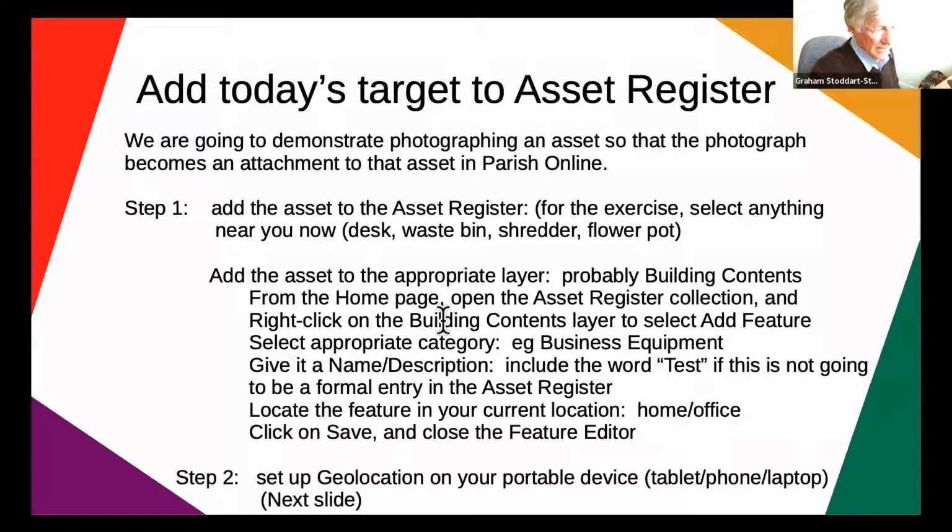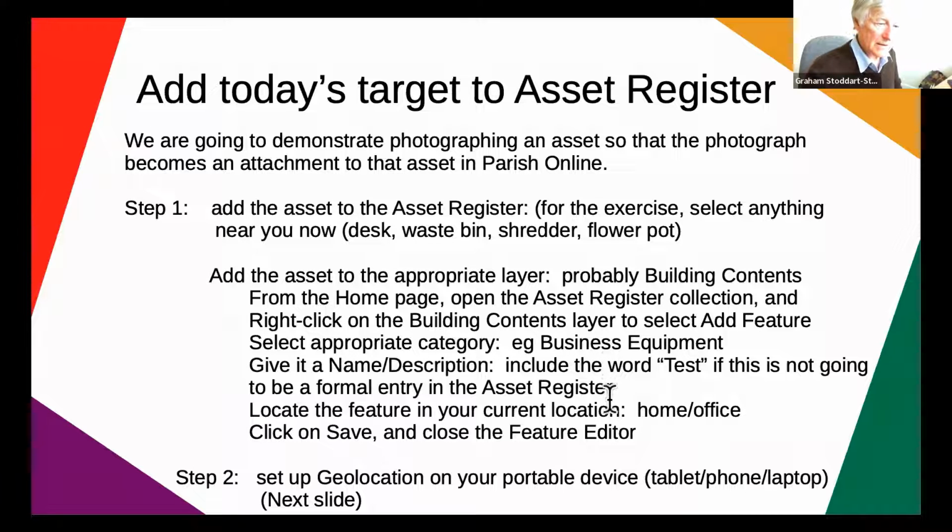And then you select the appropriate category, which is going to be business equipment, say, or maybe furniture if you're going to photograph your desk, whatever you wish. It doesn't matter, because we're going to delete this record afterwards, unless your desk actually belongs to the parish as an asset. So give it a name. And if you're not going to delete this afterwards, I suggest you put something like "test" in it, just so you can find it easily later.